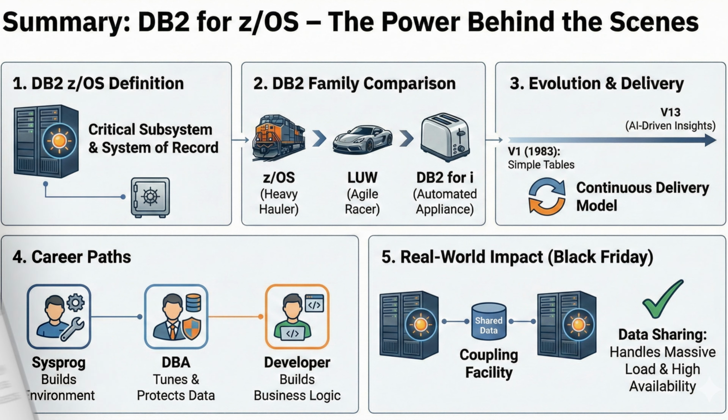So, to summarize what we've covered today, we defined DB2 for z/OS not just as a database, but as a critical subsystem of the mainframe, optimized for systems of record. We compared the DB2 family, understanding that z/OS is the heavy hauler, LUW is the agile racer, and DB2 for i is the automated appliance. We walked through the evolution from the simple relational tables of version 1 to the AI-driven insights of version 13 and the modern continuous delivery model.